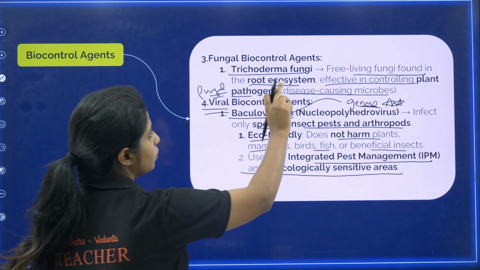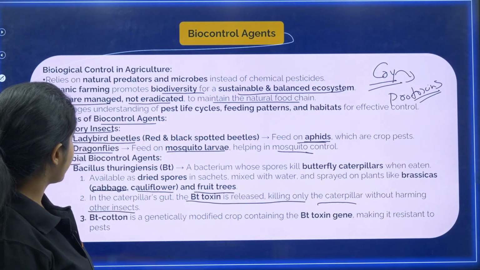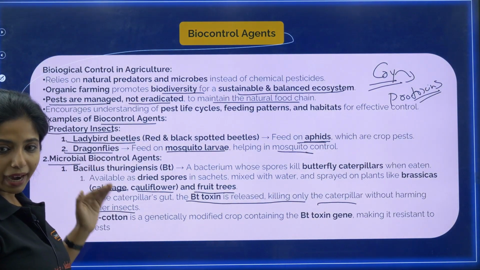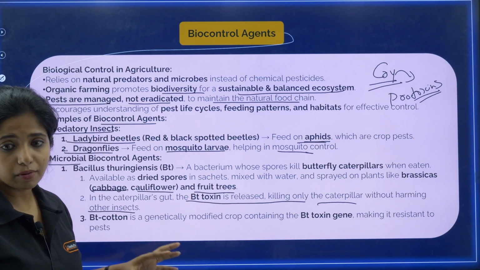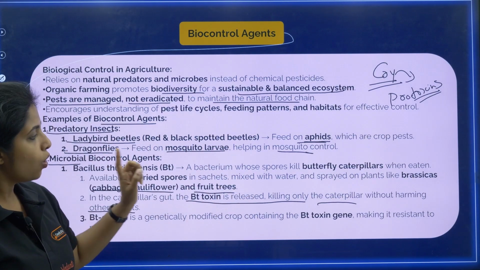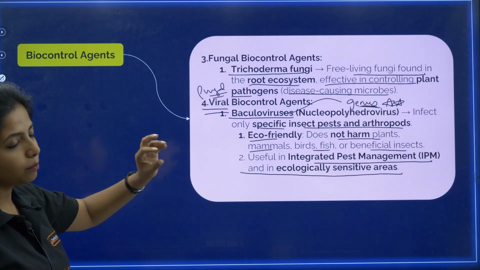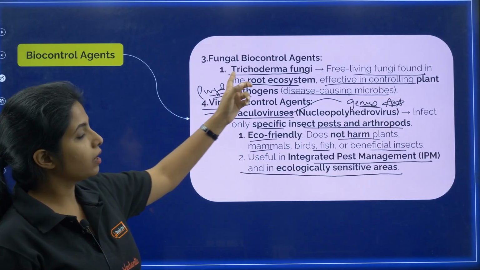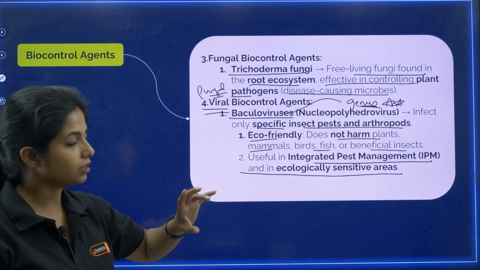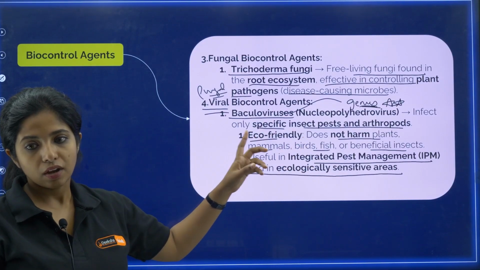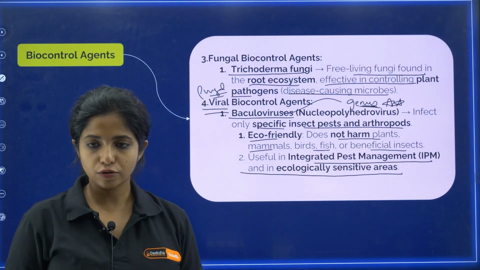The fungal biocontrol agents, you have Trichoderma fungi, which feed on other fungi in the root ecosystem itself. Then you have bacterial, that is Bacillus thuringiensis. You have insects, that is ladybird and dragonfly. What are they feeding on? That is also very important. Over here aphids, over here mosquito larvae, over here the insect caterpillar, butterfly caterpillar, whatever you want. It acts on insect larvae. Trichoderma fungi act on fungal root pathogens. And viral, you have baculoviruses, which infect specific insect pests and also other arthropods.